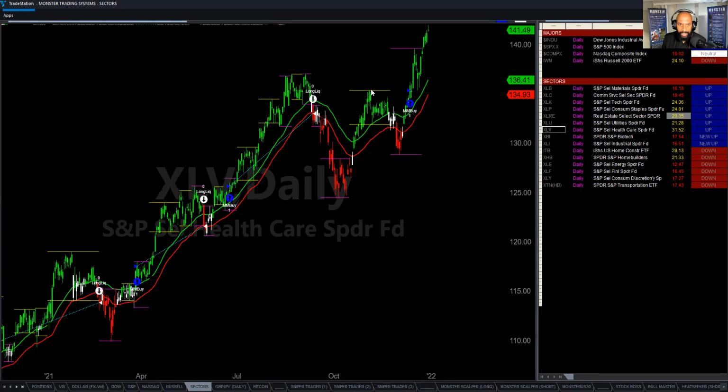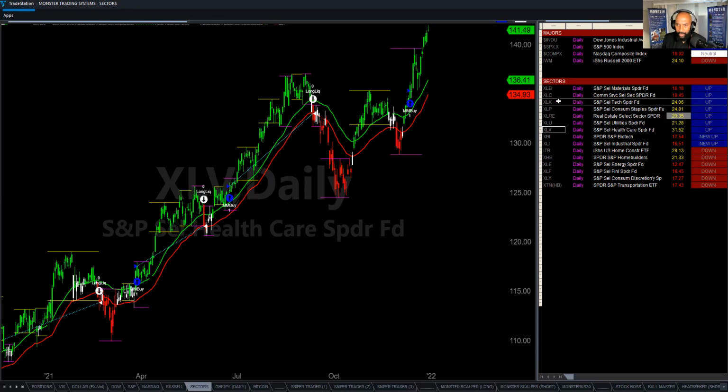Here was the buy signal on this break of this resistance, and it's all the way up here. So healthcare, definitely a sector that we need to be watching. And not only watching, but we need to be in that sector. So it's at 31. That is good. That's the top sector right now that's trending to the upside.